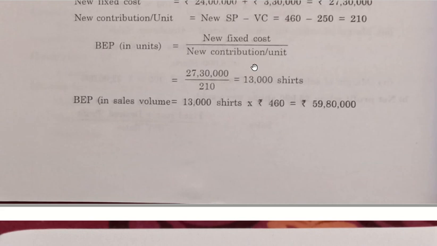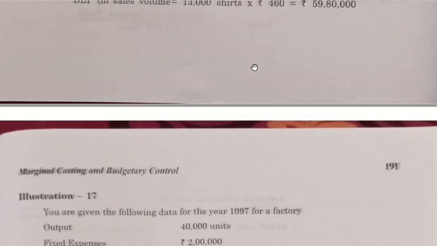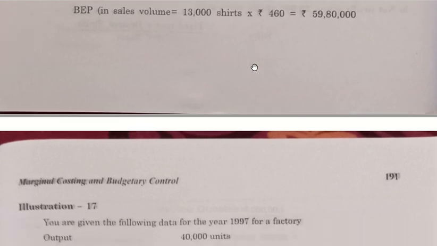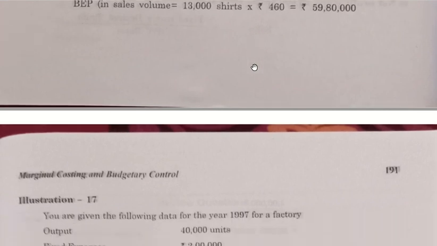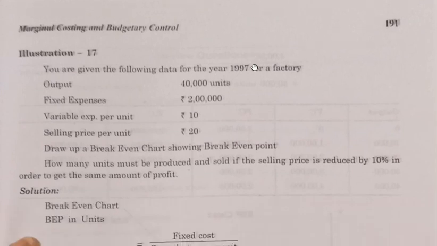So BEP in units is new fixed cost divided by new contribution per unit. So 27 lakh 30,000 divided by 210, which is equal to 13,000. So BEP in sales volume is equal to 30,000 shirts into 460, which is equal to 59 lakh 80,000. So next question is a graphical question.